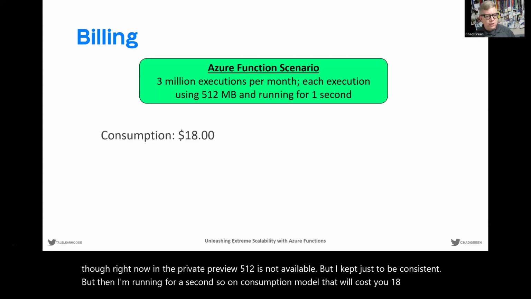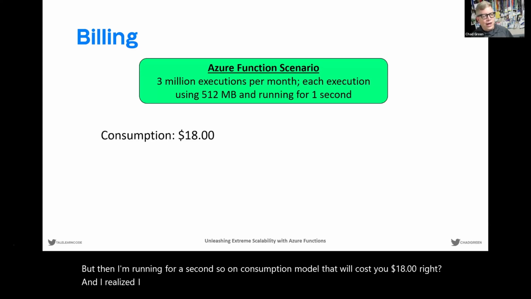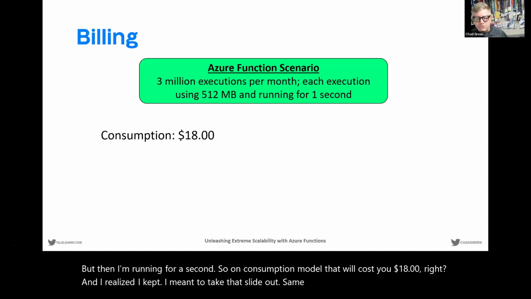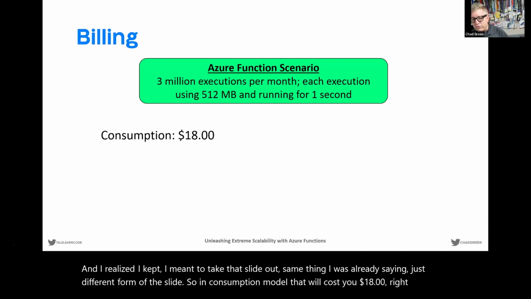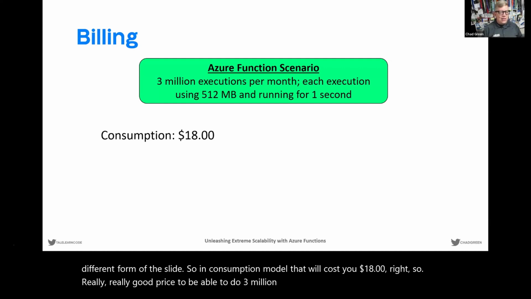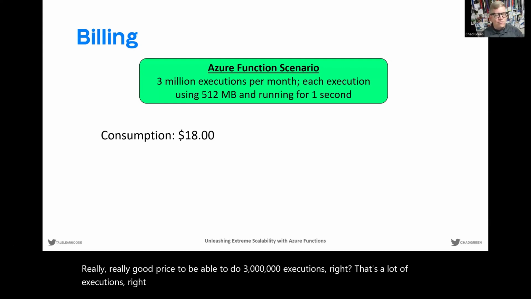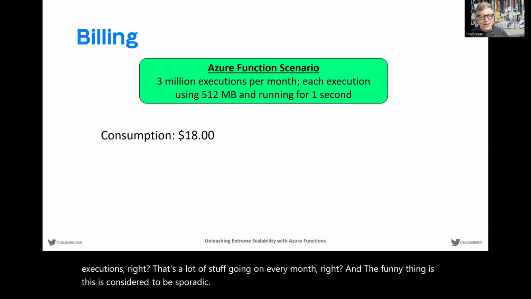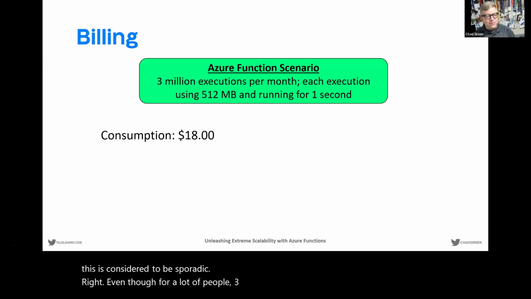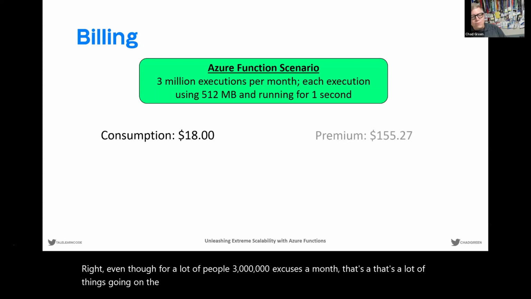I realized I meant to take that slide out. It's the same thing I was already saying, just a different form of the slide. So in the consumption model, that will cost you $18, right? So really, really good price to be able to do 3 million executions. That's a lot of executions, right? That's a lot of stuff going on every month. And the funny thing is, this is considered to be sporadic, right? Even though for a lot of people, 3 million executions in a month is a lot of things going on. On the premium, to do the same thing, you're looking at $155.27.